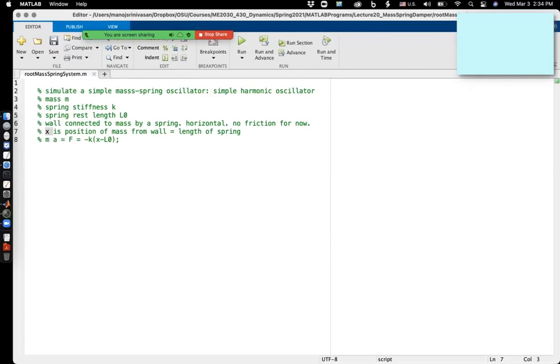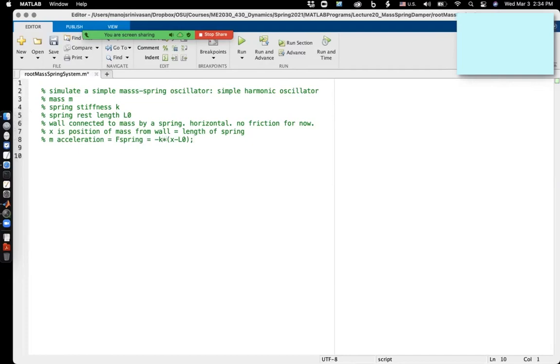the spring. So X is the length of the spring, and at any point in time, X minus L naught is going to be the stretch of the spring. And if the spring is stretched, the spring is going to pull on the mass in the opposite direction. So that's a minus k times the stretch, okay? Any questions about this equation? This is basically F spring. That's equal to the restoring force here, okay? So this is the thing that we are going to simulate.